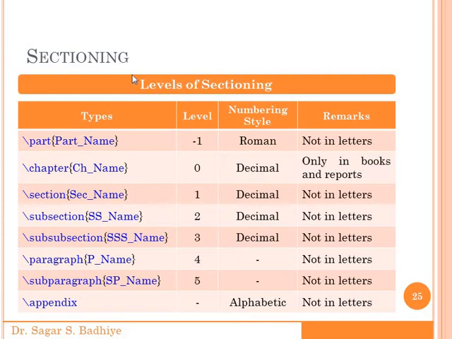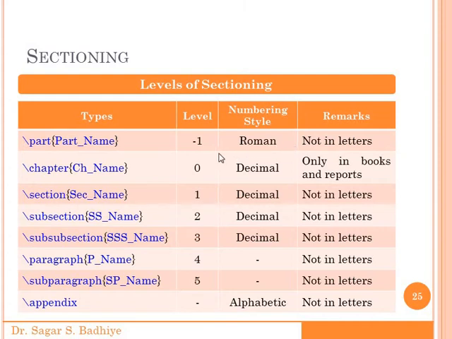Here we are going to discuss sectioning. There are different sections based on the type of document being created, based on the document class, and there are different levels of sectioning. The first level of sectioning is \part{name}. This is the -1 level or the highest level of sectioning, and the numbering style used for this sectioning is the Roman numeral style. The important thing about this part is that parts are not available in letters.